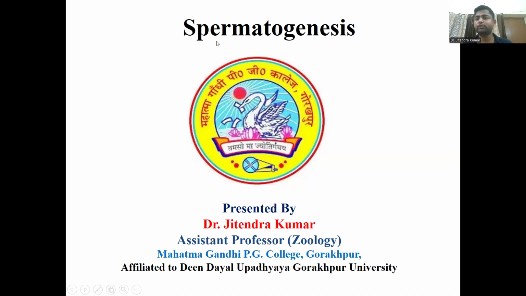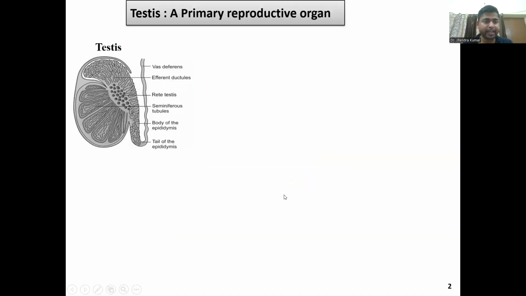Today, the topic is spermatogenesis, a process of sperm formation. Where does the process of spermatogenesis take place? It takes place inside the testis. Therefore, the testis is also known as a primary reproductive organ. On the other hand, this is the epididymis. The epididymis assists the process of sperm maturation. Hence, the epididymis is known as an accessory reproductive organ.